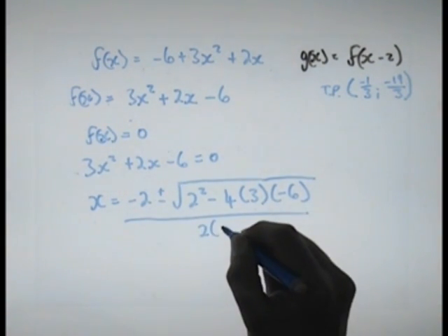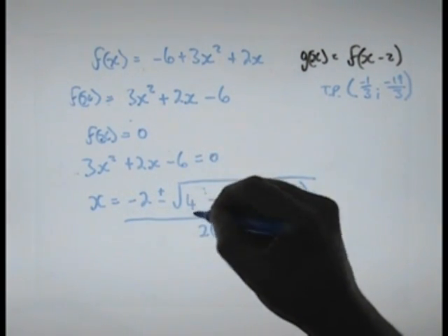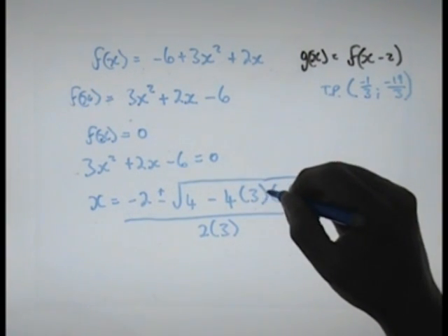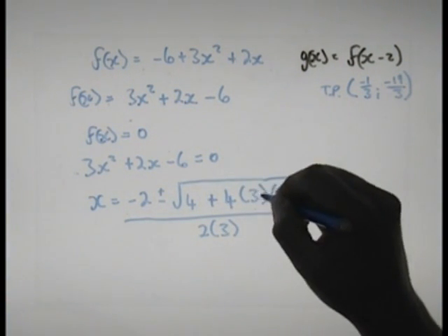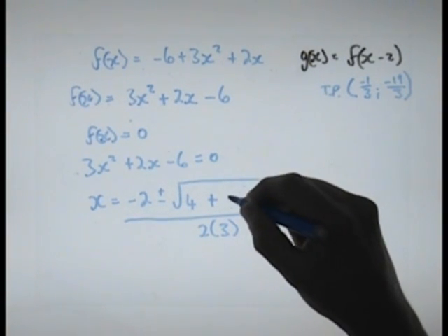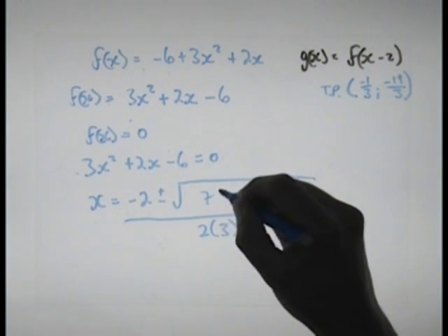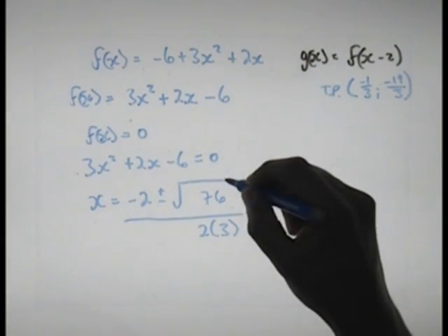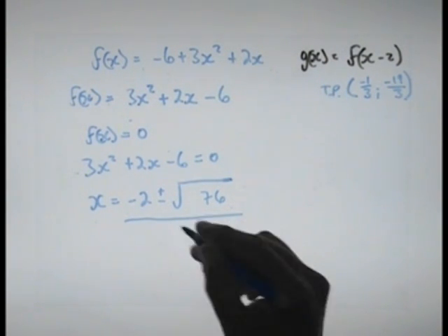all over 2a. 2 squared is equal to 4. Minus 4 times minus 6 times 3 is going to give me positive. 4 times 3 is 12, times 6 is 72. So it's 4 plus 72, which is equal to 76. By the way, all of this you can do on your calculator. So it's minus 2 plus or minus square root of 76 over 6.